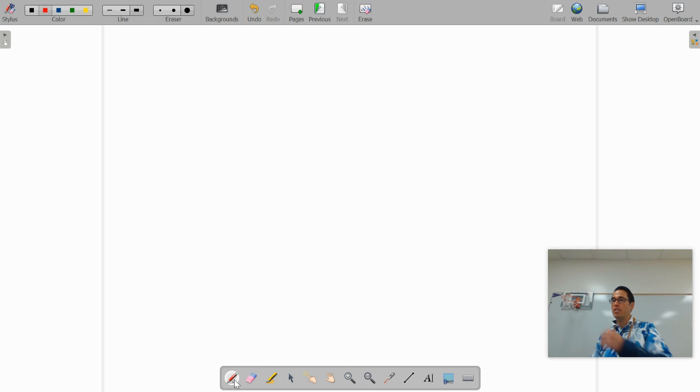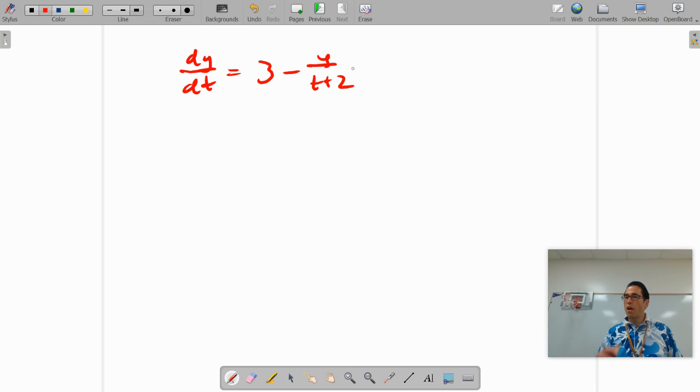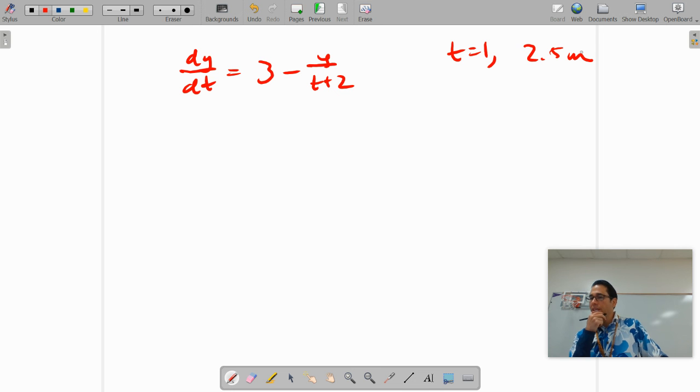All right, a different procedure is used to administer a second medication, the amount of milligrams is modeled by y equals B of t. That satisfies the differential equation. So we're still using this guy right here. At time t equals 1, there are 2.5 milligrams of medication. What is the rate of change of the amount of medication?